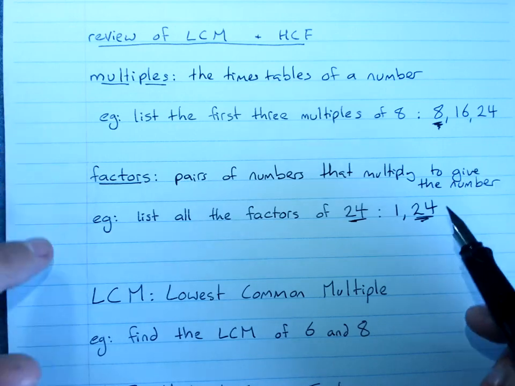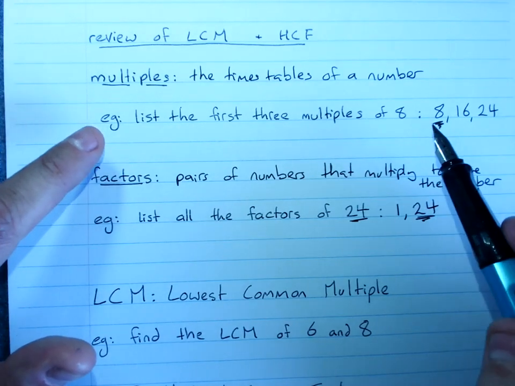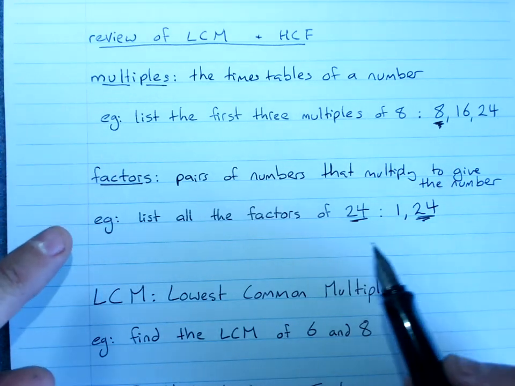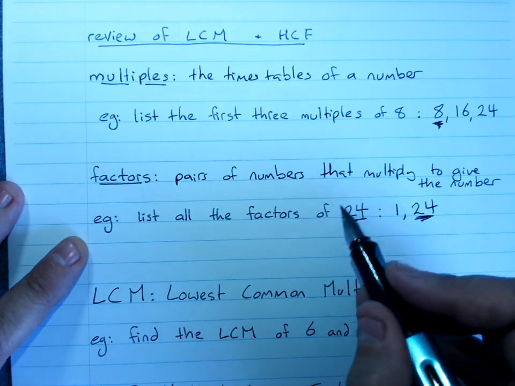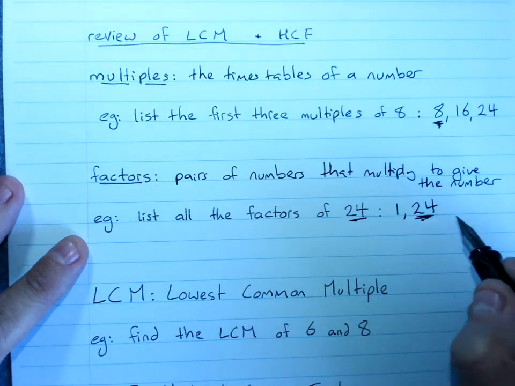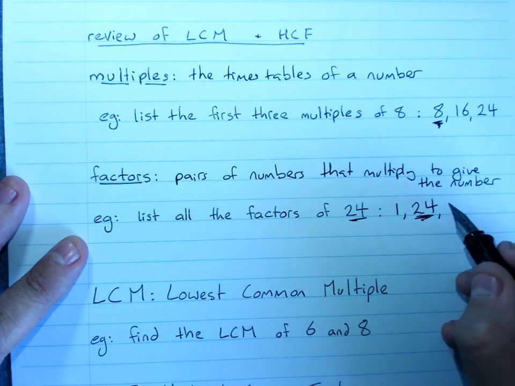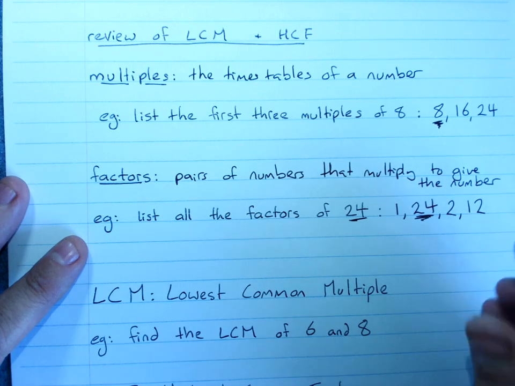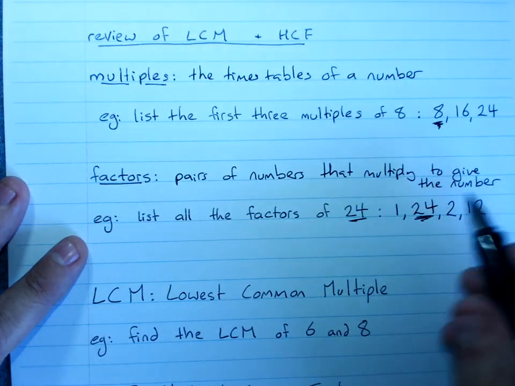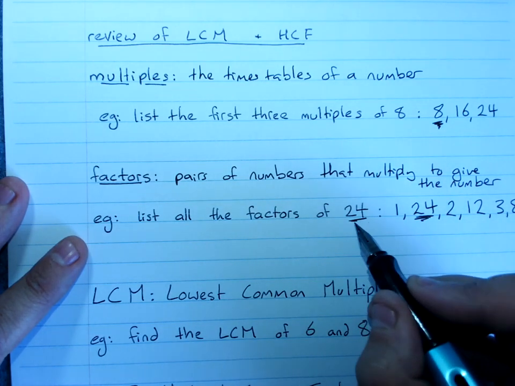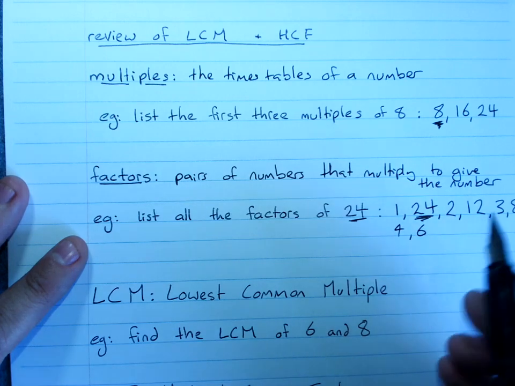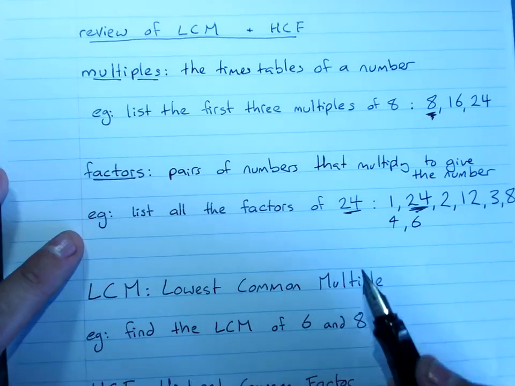So it's like the opposite of multiples. Multiples start with the number and go up. Factors will end with the number that we're looking at. Then you're just looking at all the other pairs of numbers that could give you 24. If it's an even number, 2 times something, so 2 and 12. And then, what else? We've got 3 would go into it. 3 and 8. And 4 and 6.